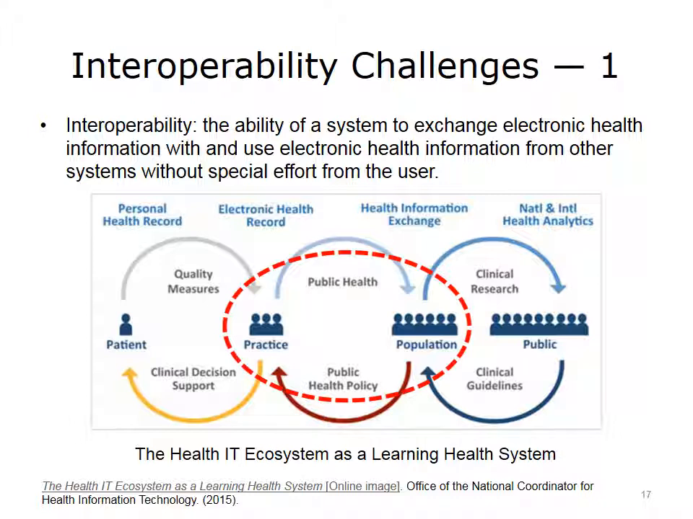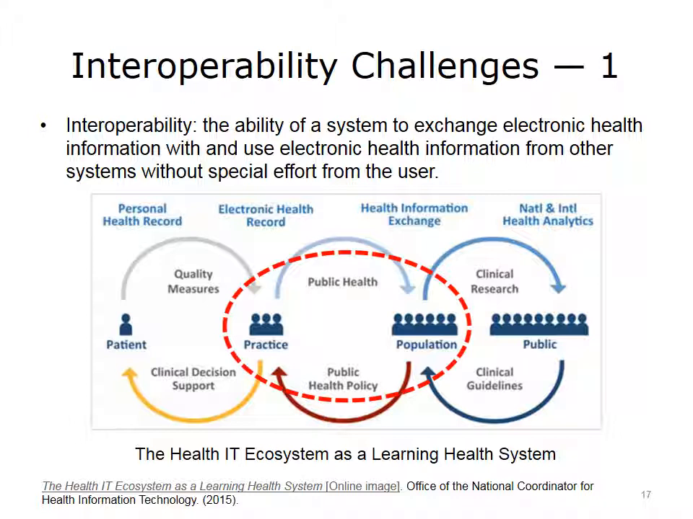For example, a predictive model based on a data warehouse that covers all determinants of health for a given population will probably perform better than a model that is trained on a narrow aspect of the population's health. However, the lack of interoperability is impeding the development of such data warehouses, and thus such models are yet to be developed. Interoperability is the ability of a system to exchange electronic health information with and use the electronic health information from other systems without special effort from the user.